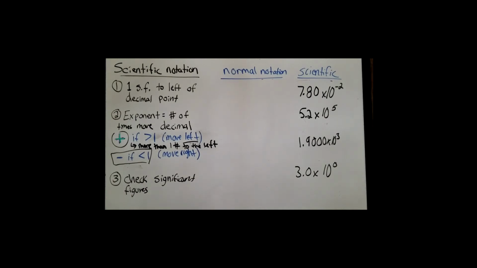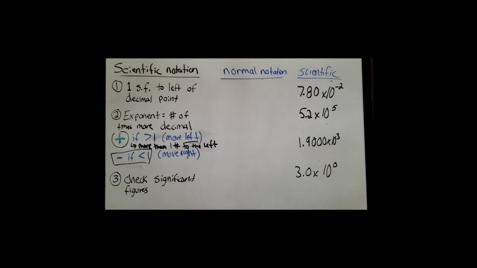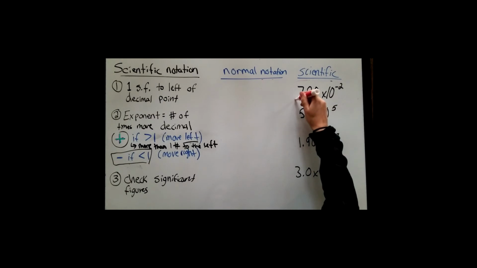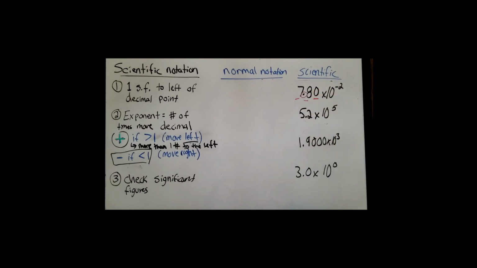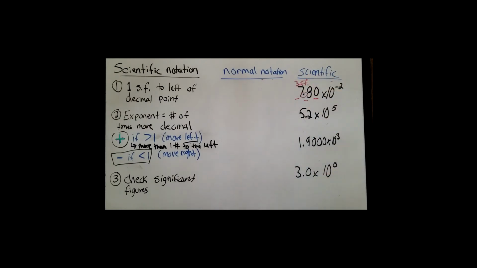So for normal notation, we have 7.80. Okay, we're going to approach it in a similar way by counting our sig figs first so that we know how many should be in our answer. So remember, for sig figs, when it's in scientific, we're looking at just the numbers before the multiplication sign. So we have 7 and 8 count, and this 0 counts because there's a decimal and we already started counting. So a total of 3 significant figures in that guy.